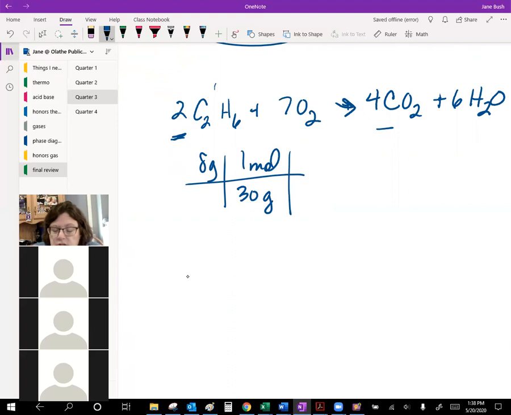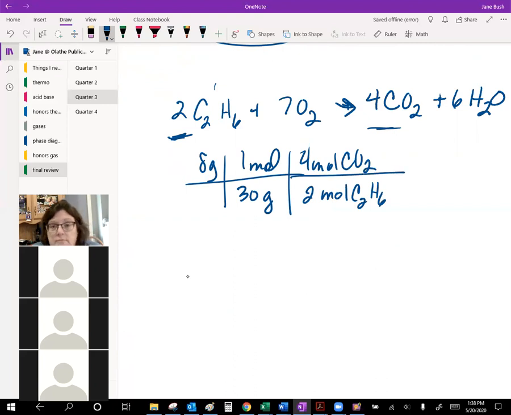Now we're on the bridge. Now we look at the ratio. The ratio, we're going from 2 to 4: 2 moles of C2H6 to 4 moles of CO2. So now we've changed to moles of carbon dioxide. Now we've got to go back to grams. Molar mass of carbon dioxide is 44 grams in 1 mole. Okay, so it's just a regular pattern.